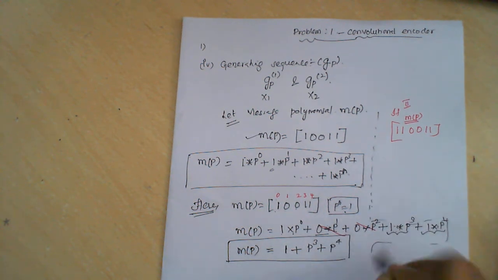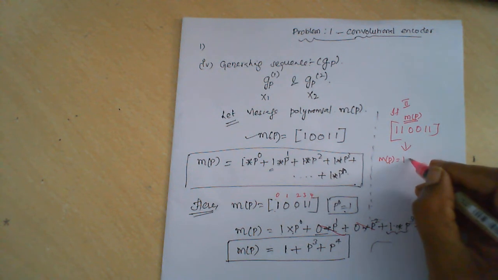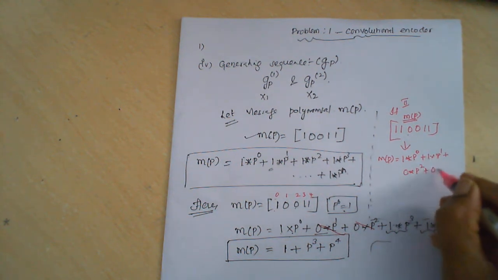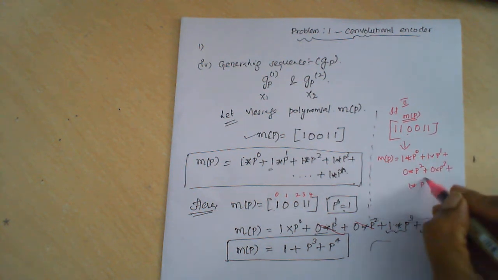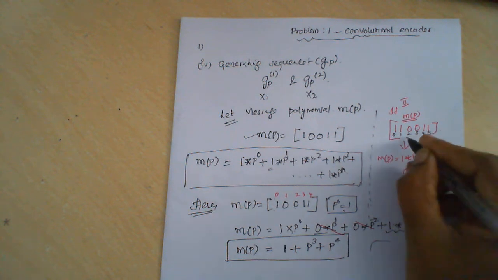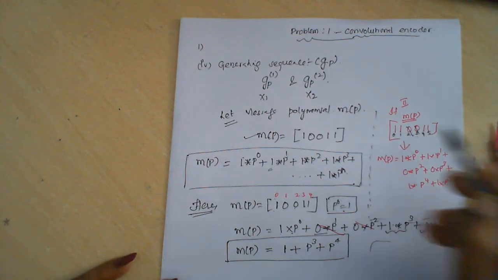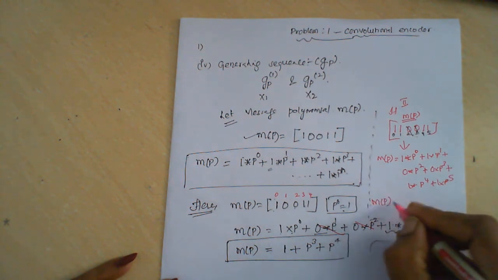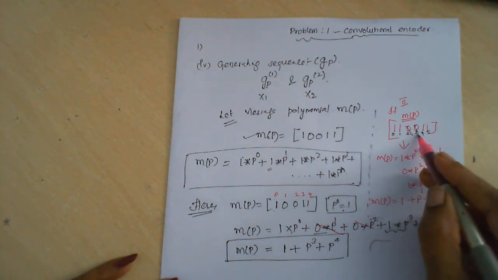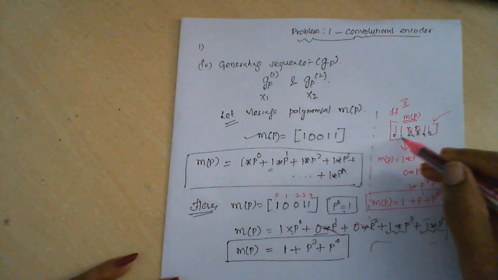Similarly, consider another message polynomial. It is 1 into p power 0, 1 into p power 1, then 0 into p power 2, plus 0 into p power 3, plus 1 into p power 4, plus 1 into p power 5. Here also you could specify the positions as 0, 1, 2, 3, 4, 5. If you write these terms in another color, you can easily identify that p power 2 and p power 3 are not present. So finally the message polynomial is: the first term is present, so it is 1; the second term is present, so it is p power 1; p power 2 and p power 3 are not present, whereas p power 4 and p power 5 are present. This is the message polynomial when you take the message signal as 110011.